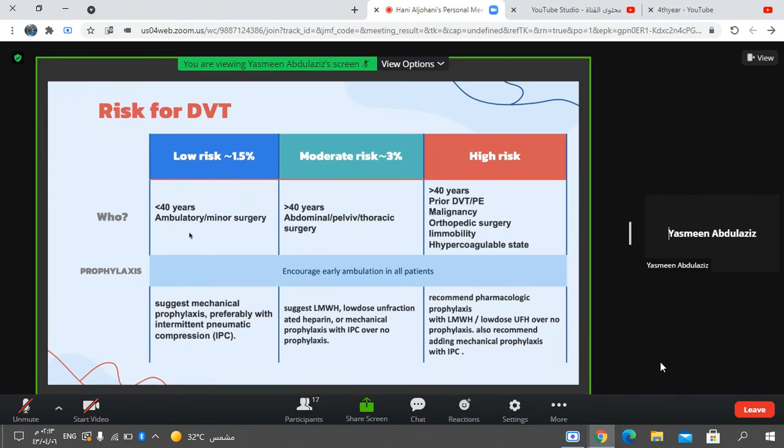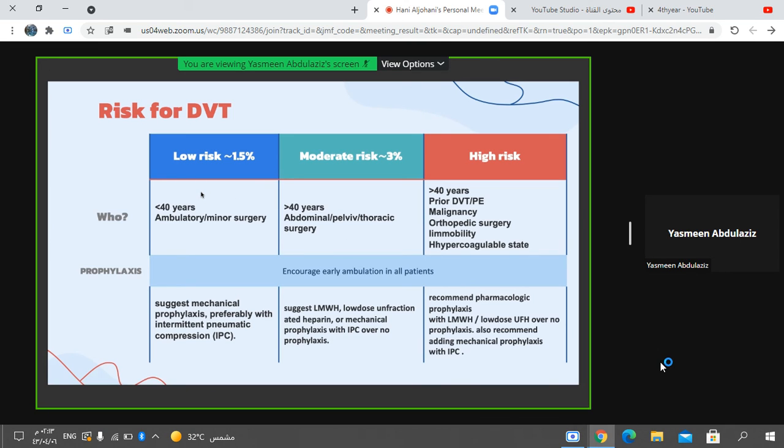Risk calculation for each individual: we can divide them into three categories, low risk group, moderate risk group, and high risk group for developing DVT. The low risk group includes patients who are less than 40 years of age, who can be ambulatory or mobile after surgery, and minor surgeries. In general, the prophylaxis is early ambulation, which is usually enough. In general, ambulation is encouraged in all patients in all risk groups. Also, intermittent pneumatic compression can be used for special situations in low risk.